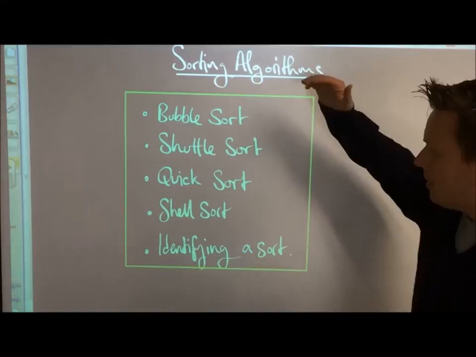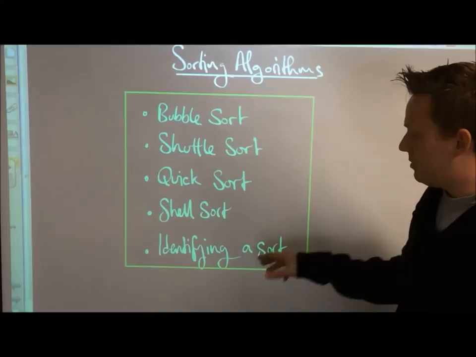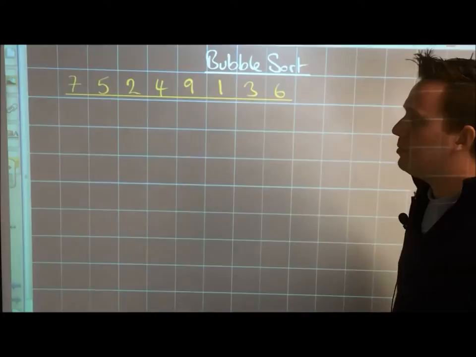So what I'm going to do, I'm going to quickly do the bubble sort and go through how the algorithm works and what sort of questions you might get asked. I'll do the same for the shuttle sort, quick sort, and shell sort. And as I go through, I'll talk about the characteristics. So firstly, let's have a look at how the bubble sort works.